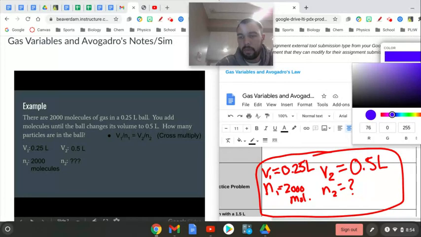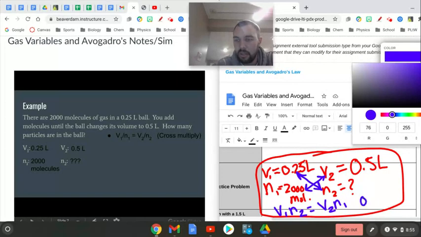So cross multiplying, I'm going to take my V1 and my N2 and I'm going to multiply them together. And I'm going to take my V2 times my N1, and I'm going to multiply them together. And then I'm going to put them on opposite sides of the equation. So I'm going to have V1 times N2 equals V2 times N1. Okay, so now I'll put the numbers in there so you can see it.